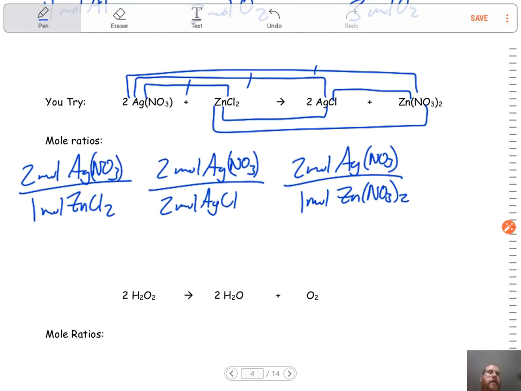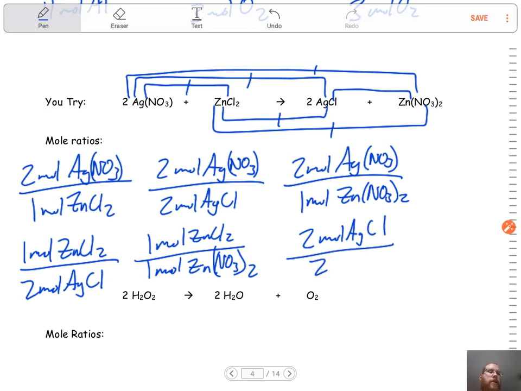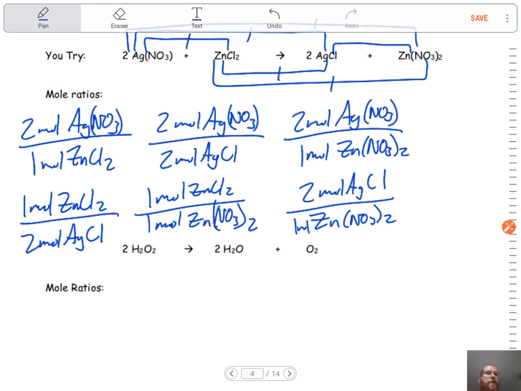All right, so those top 3 are done. Next one, I'm going to move on. I got 1 mole of ZnCl2 compared with 2 moles of AgCl. That's this one right there. I've got 1 mole of zinc chloride compared with 1 mole of zinc nitrate. That's this one. And my last one is going to be 2 moles of silver chloride compared with 1 mole of zinc nitrate. All right, it's that simple.